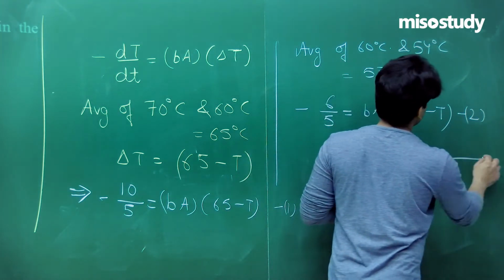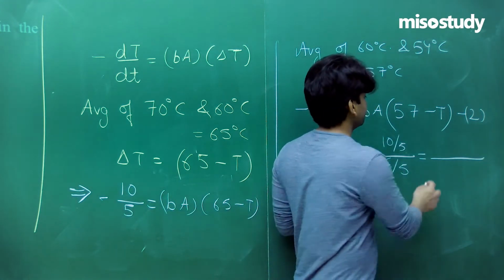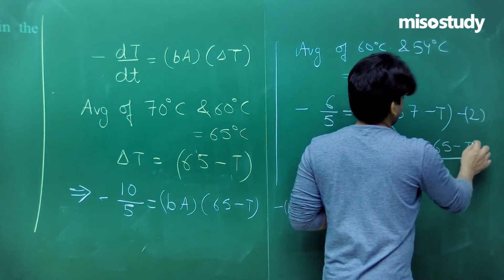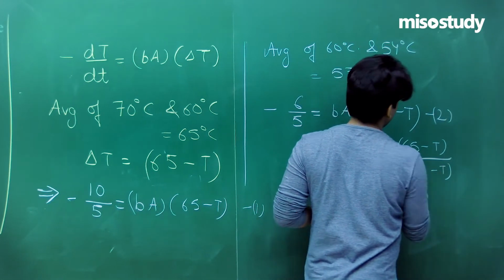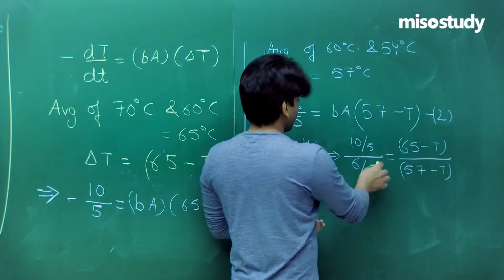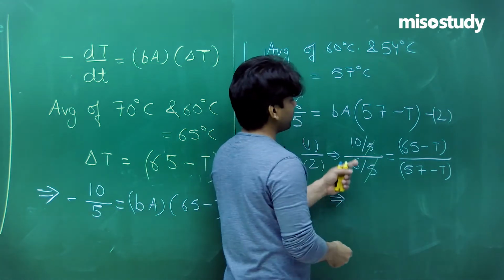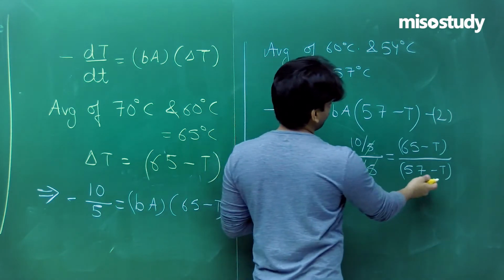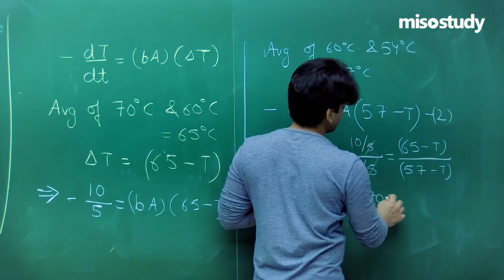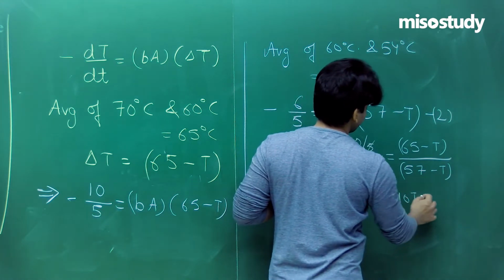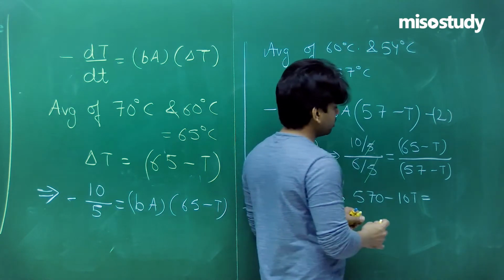So clearly here we can see 10 by 5, what you do, divide 1 by 2, is equal to, here you had 65 minus T and here you had 57 minus T. Just go ahead, this is cancelled out, so you will finally have 10 by 6 is equal to 65 minus T over 57 minus T. So 10 into 57 minus T, you will be getting 570 minus 10T is equal to 6 into 65. That will be 390.